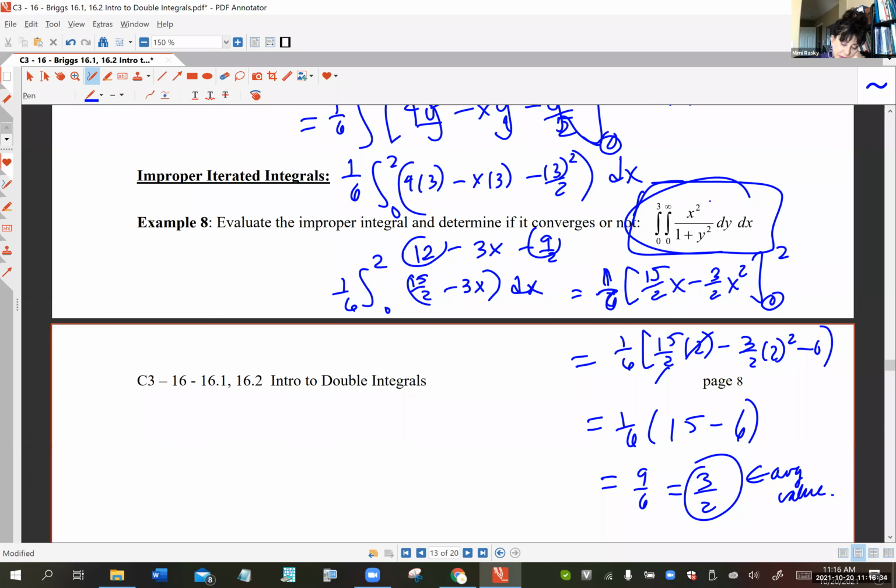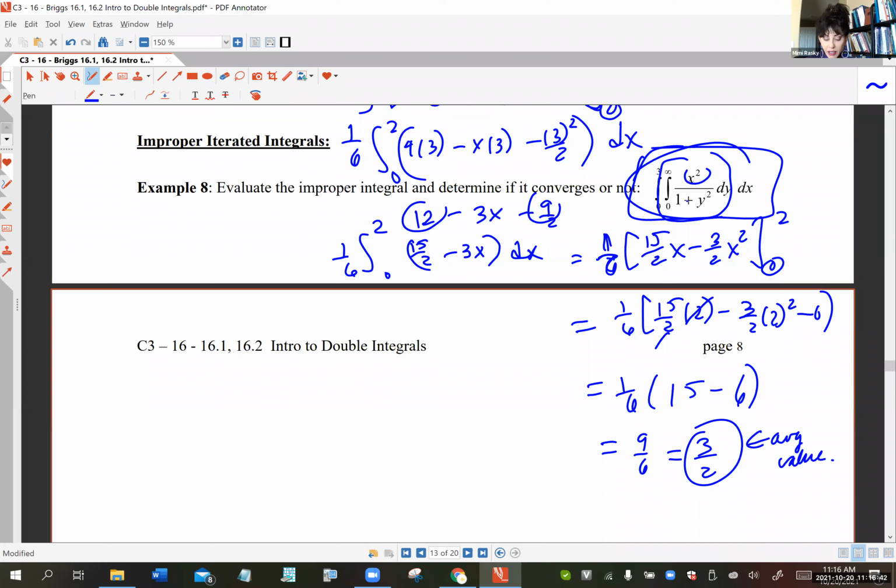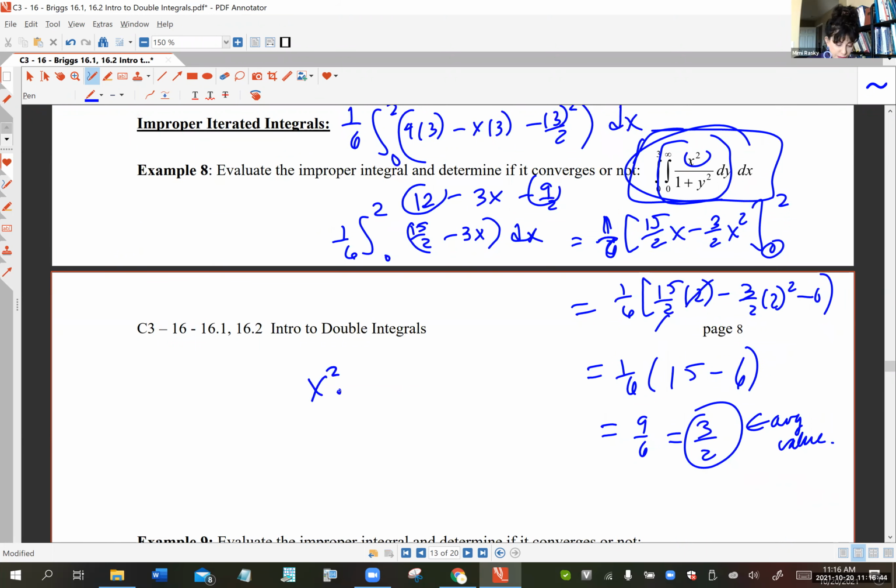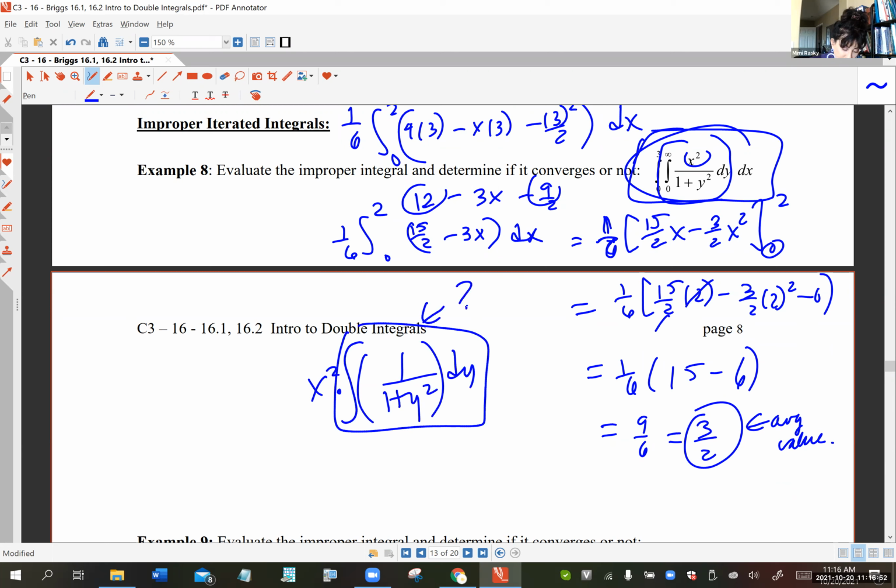So first up, I'm going to do the innermost integral. I'm going to integrate with respect to y. What does that mean? Hold x constant. Well, this x squared just looks like a constant, so I'm just going to pull it to the side. Let's look at 1 over 1 plus y squared and try to figure out if we can integrate that. Does anybody remember how to integrate 1 over 1 plus y squared? Arctan. Very good. Arctan of y.